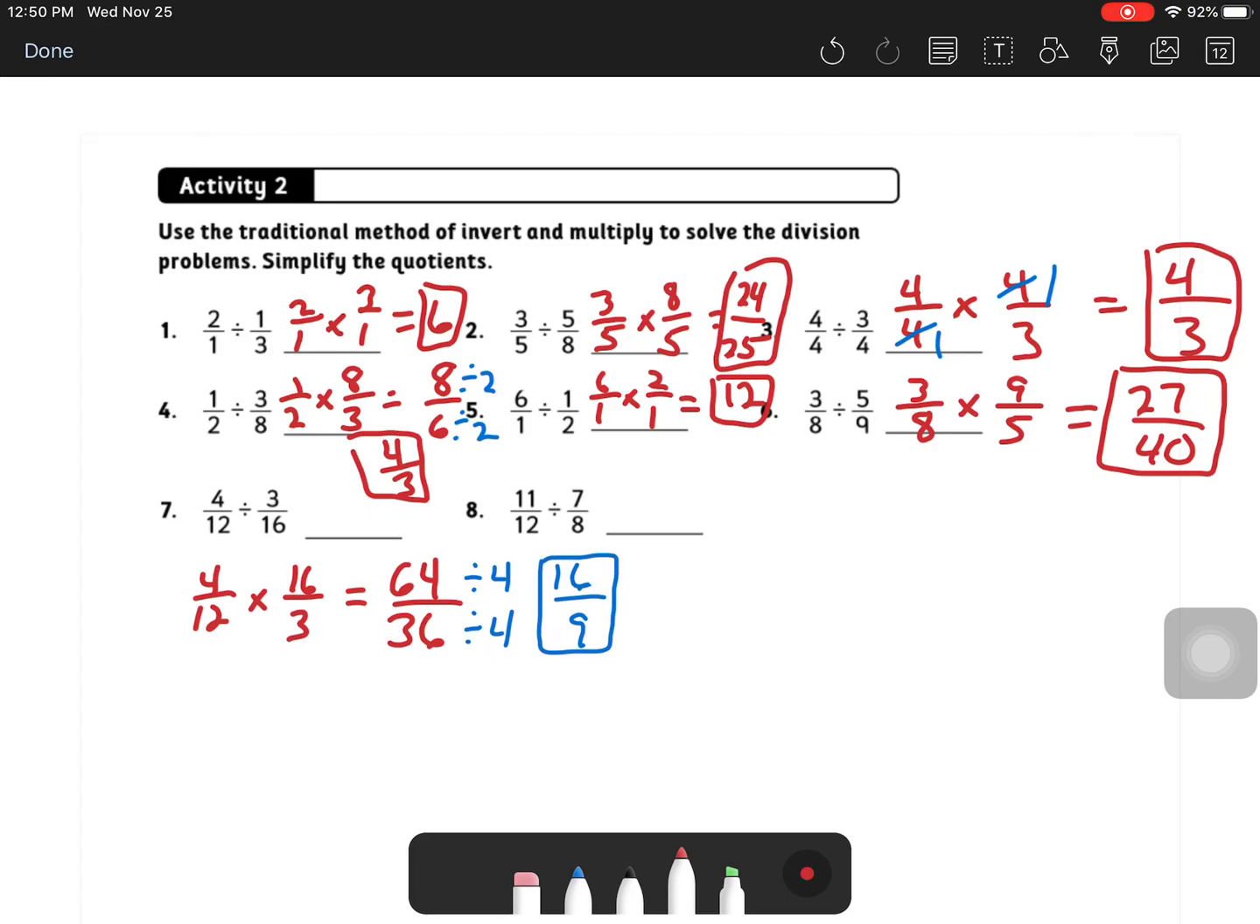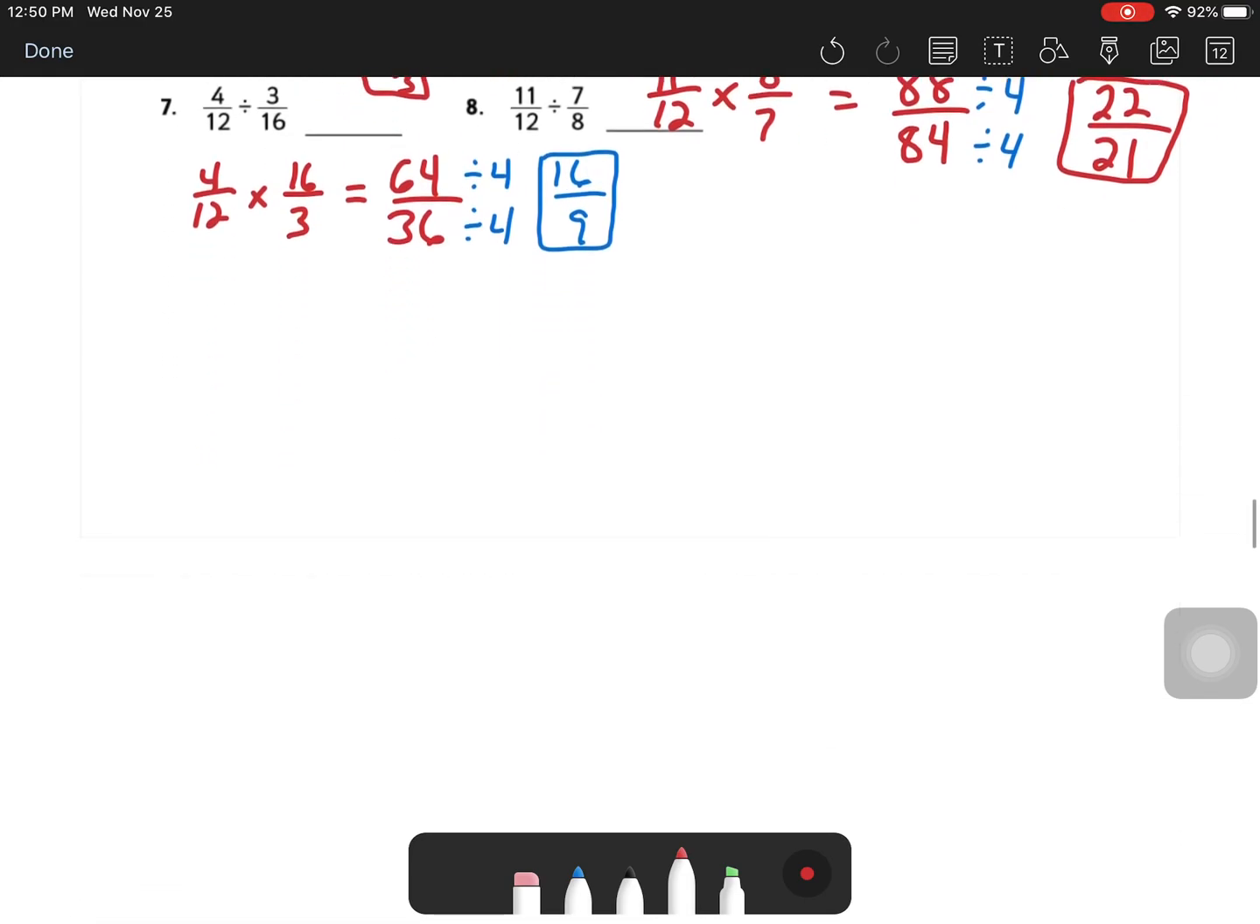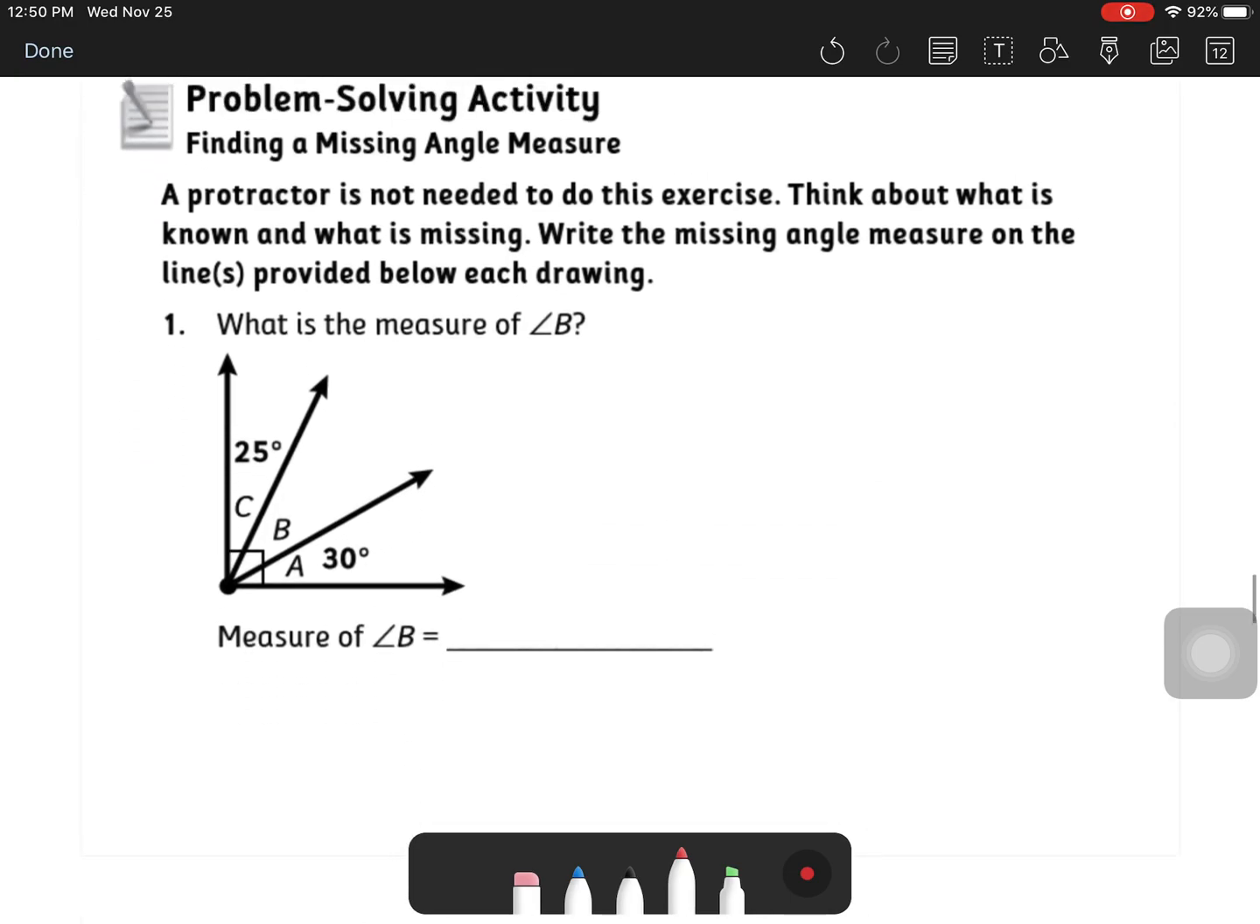And last one here, I've got 11/12 times 8 over 7. And 11 times 8 is 88. 12 times 7 is going to be 84. And those will both divide by 4. So we'll divide by 4. And 88 divided by 4 is 22. 84 divided by 4 is 21. Okay, so there's all of those answers using traditional division, which just means invert and multiply.